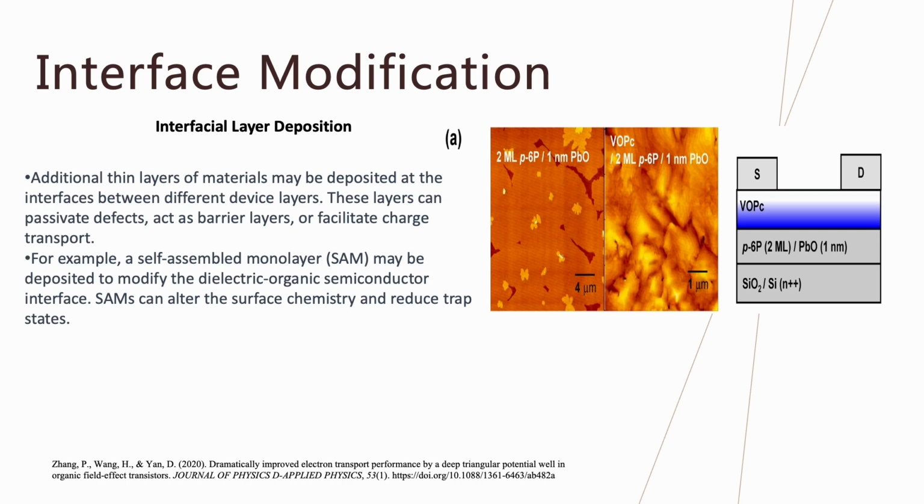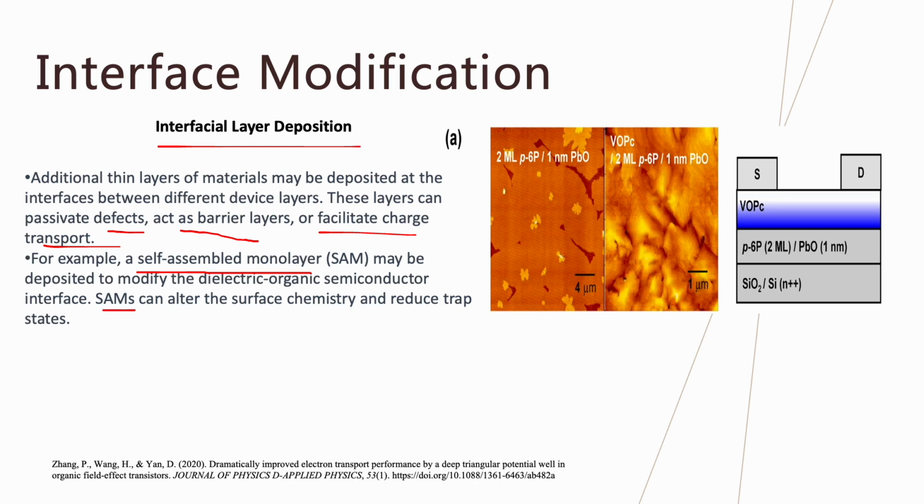First, I wanted to introduce the interfacial layer deposition. This means additional thin layers of material may be deposited at the interfaces between different device layers. These layers can passivate defects, act as barrier layers, or facilitate charge transport. For example, a self-assembled monolayer may be deposited to modify the dielectric organic semiconductor interface. A SAM can alter the surface chemistry and reduce trap states.